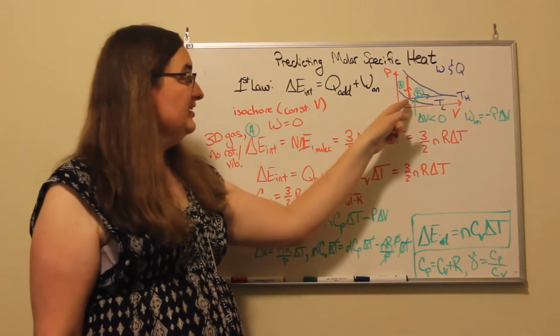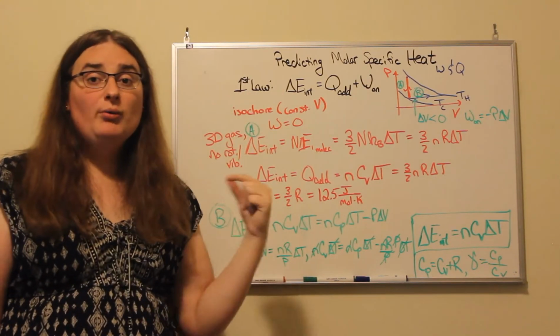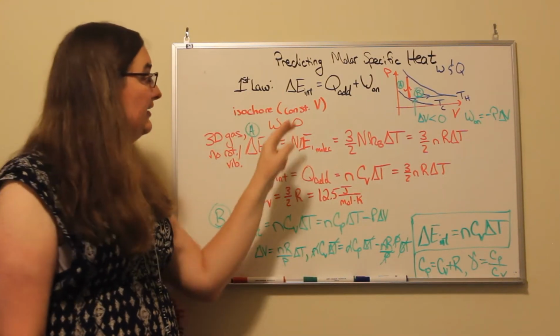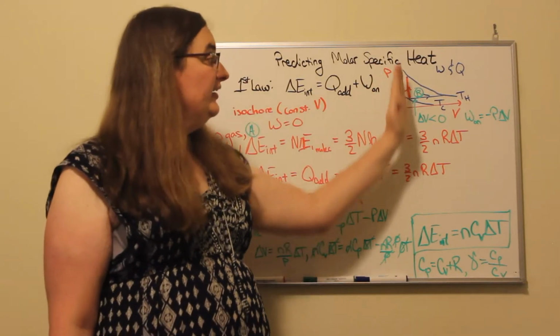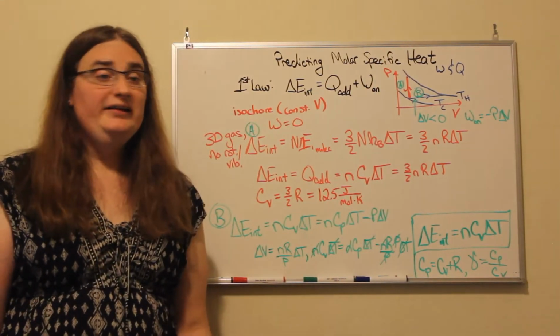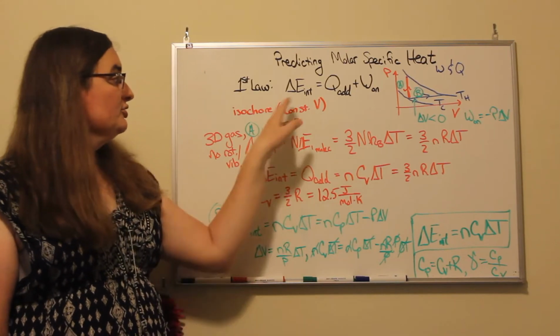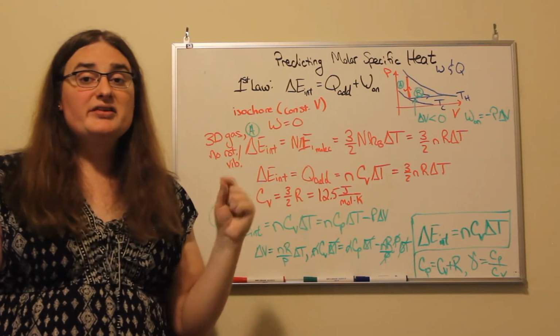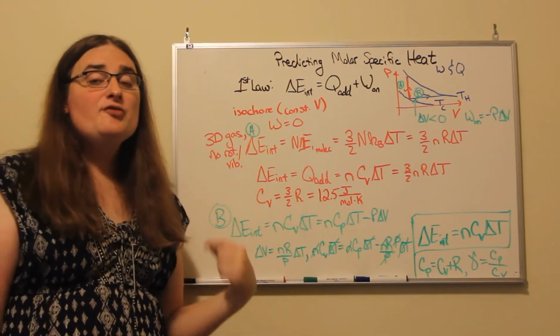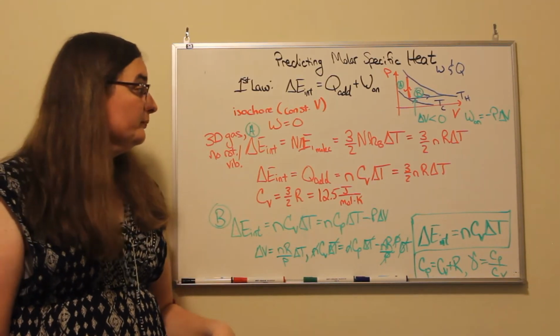Now, if the volume is constant, we're traveling on what we call an isochore, and constant volume means there's no work because the area under a vertical line is zero. So the first law of thermodynamics would just be our change in internal energy is equal to the heat that we add if we're dealing with constant volume.